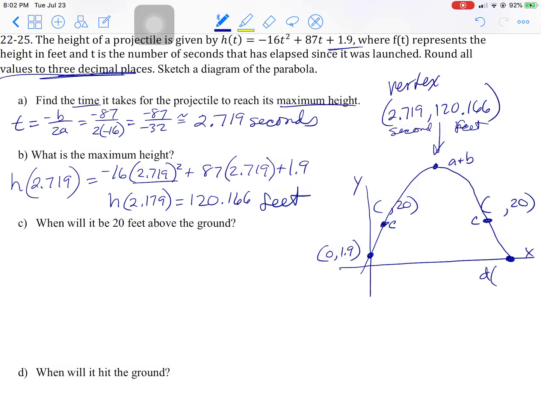20 feet, 120. Well, it's probably not up that far, but it's over 0 and under 2.7. And on the other side, it's going to be between 2.7 and whatever we find when it gets all the way to the ground. So let's see if all this works out. All right, so this one says 20 feet, so that means H is 20. Put it in there, and this is the rest of the problem, and we're solving for t.